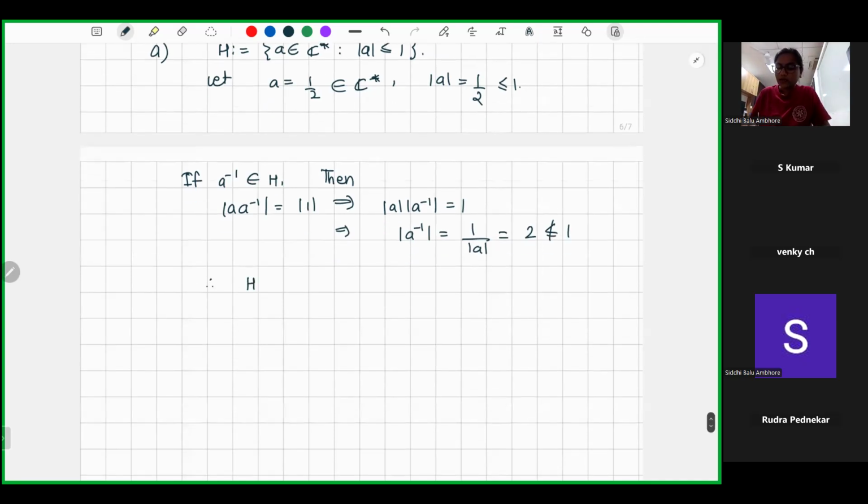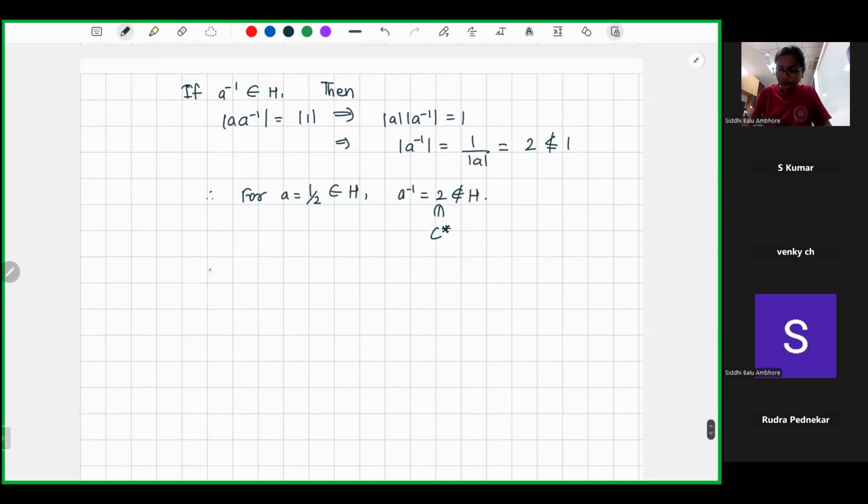So therefore for A equal to 1 by 2, A belongs to H, but A inverse, which is 2, doesn't belong to H. And this 2 belongs to C star, okay? But this 2 does not belong to my H. So therefore H is not a subgroup of this C star under multiplication. Any doubts here about how we are going about it?